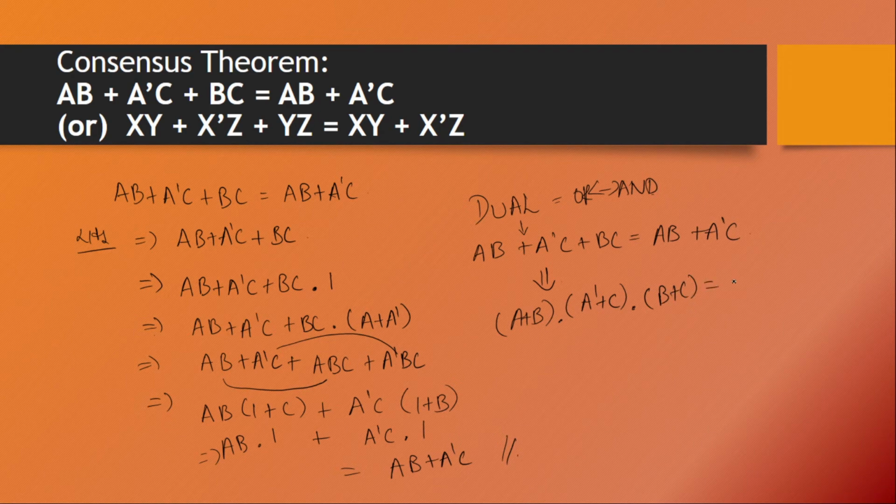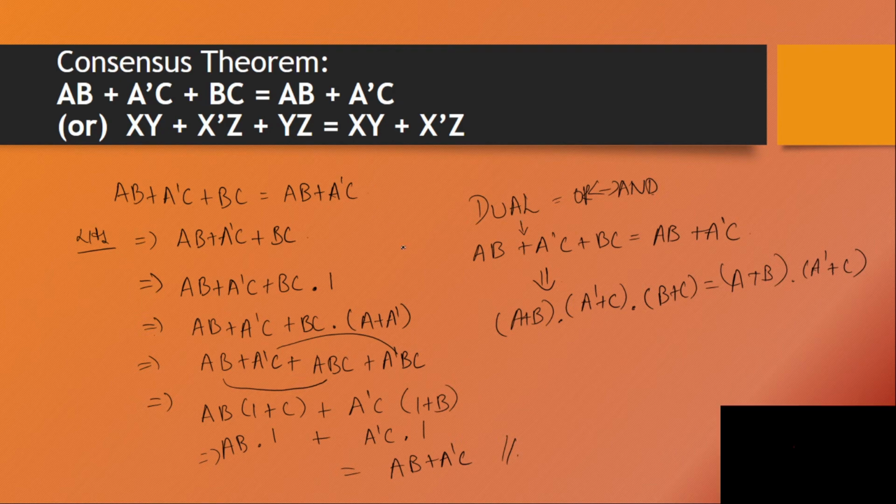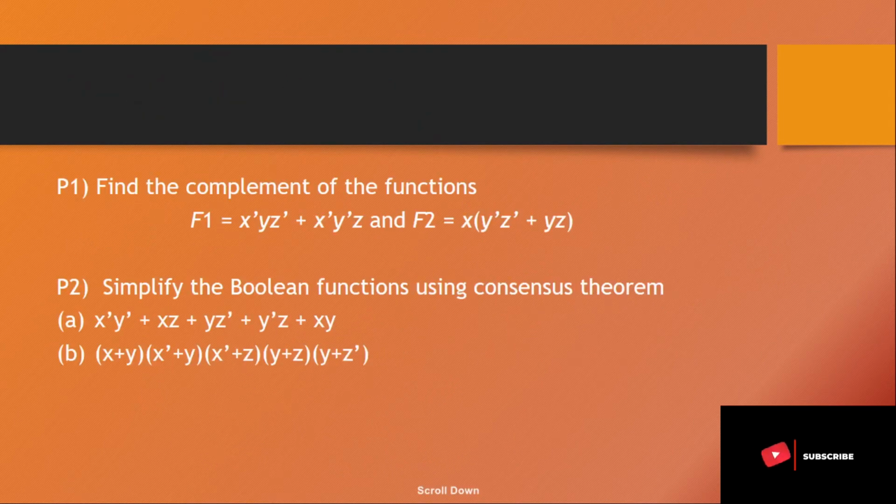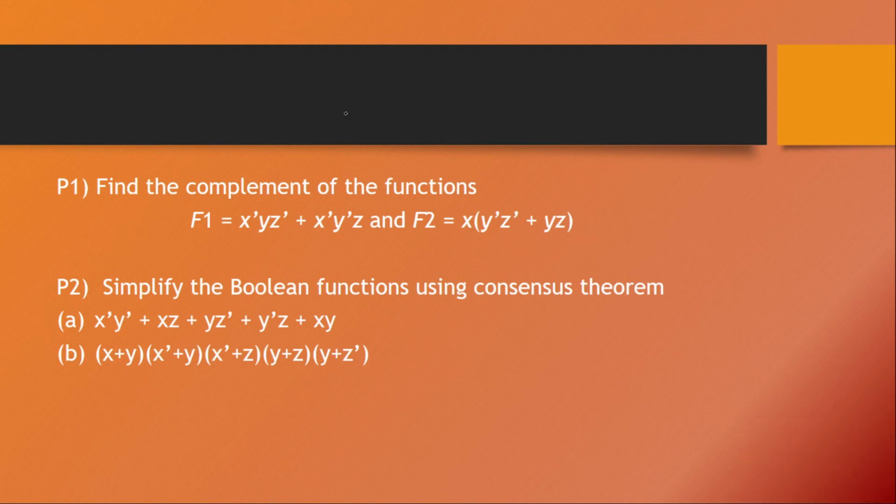And on my right hand side, A or B and A dash or C. So this is the dual of the consensus theorem. So both the theorems are same. Wherever applicable, we can make use of them. So moving further, let's try to solve some of the problems here.